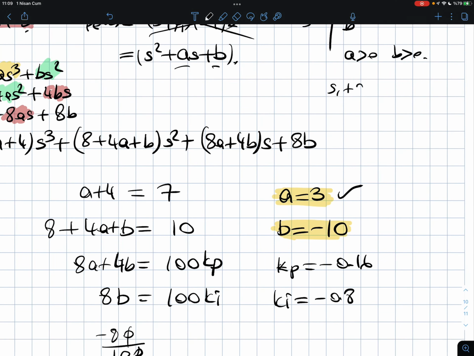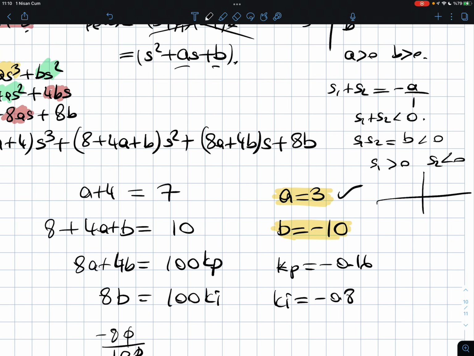And from here, you can see that the sum of S1 plus S2 is negative due to minus A divided by 1, minus B divided by A. So this is negative, which is good. But the multiplication is B divided by 1, which is negative, which means that they change signs. So if, for example, S1 is positive, S2 is negative, or vice versa. So one of the poles should be on the right-hand side, one of them should be on the left.